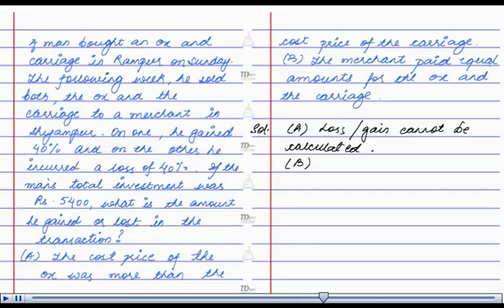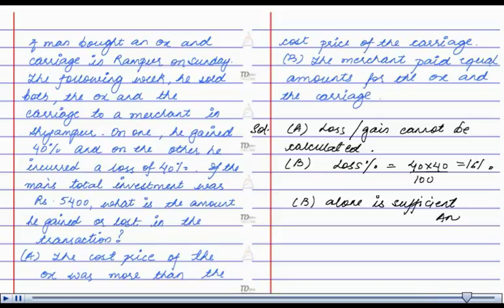But when the cost price for both the ox and the carriage are the same, then loss percent is given by 40 into 40 by 100, that is 16%. Also, the total cost price, that is 5,400, has been given. Thus, we can calculate the loss in the transaction. Therefore, statement B alone is sufficient to answer the question. And hence, the correct answer is option number 2.